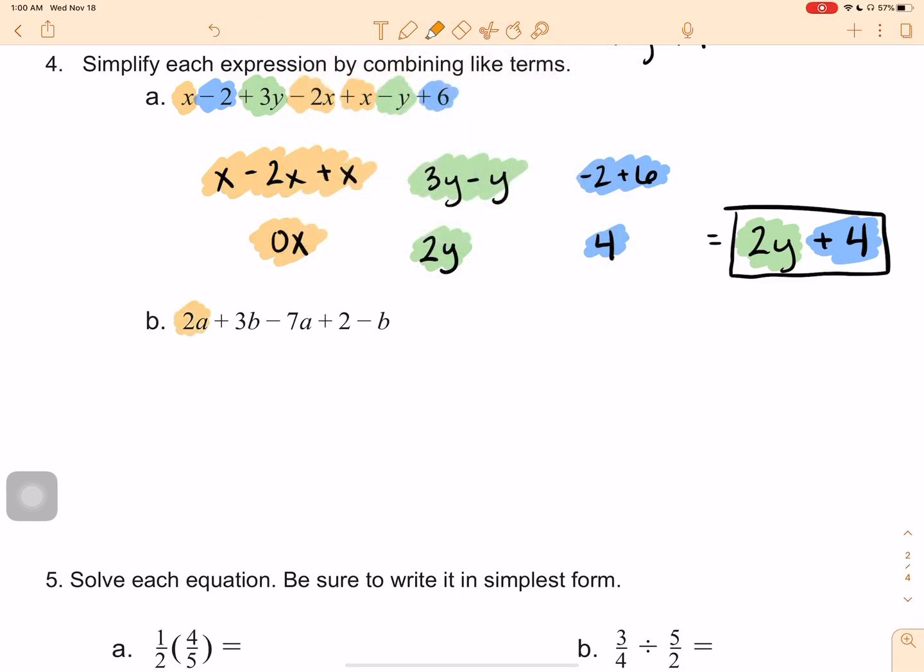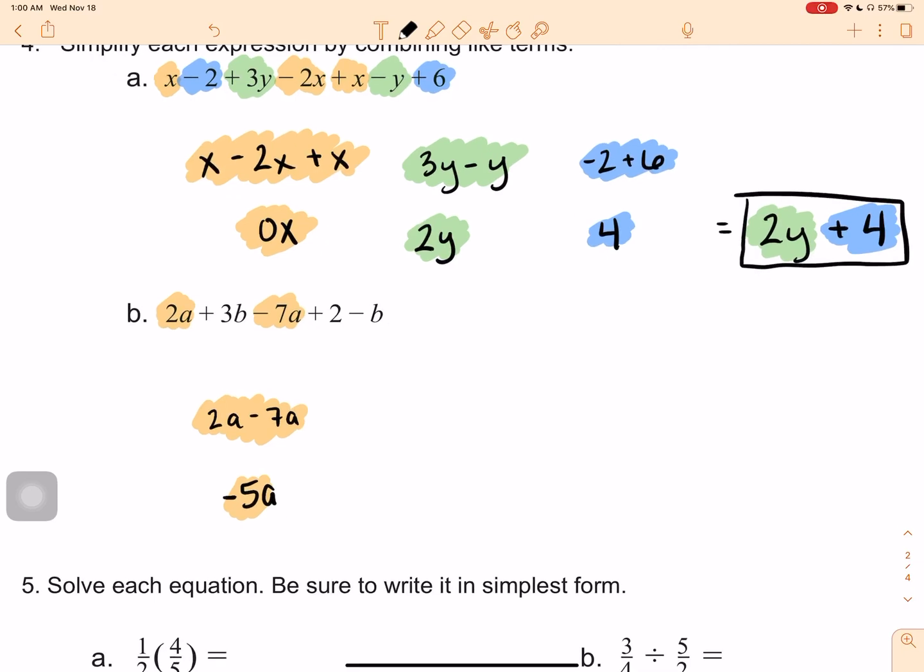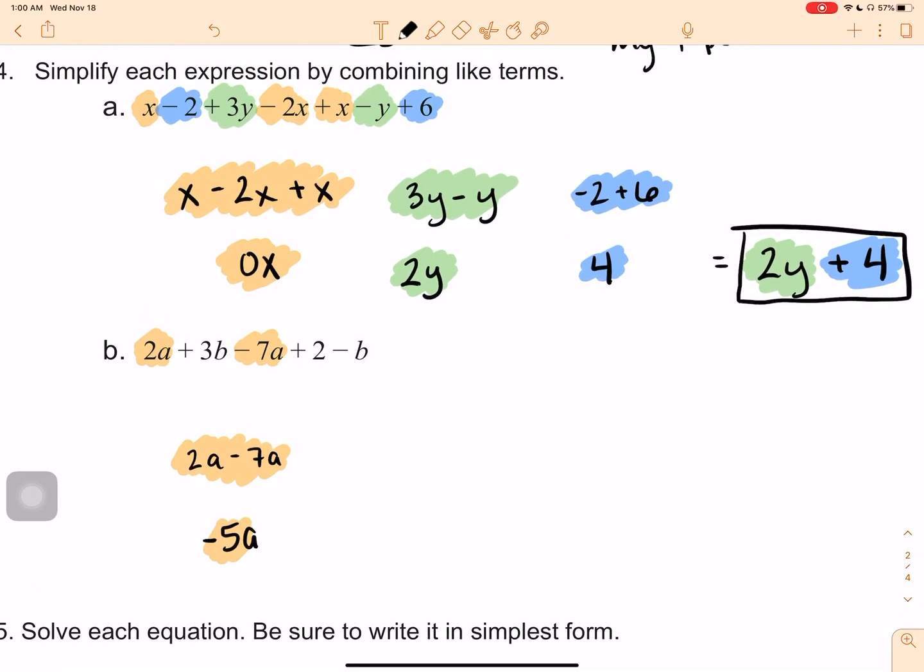Okay, so here I see I have 2a and negative 7a. Let me make that a little bit bigger here. So 2a minus 7a. 2 minus 7 is negative 5. So here I have negative 5a. Okay, and then I have 3b minus b. So go ahead and try to combine that on your own. 3b minus b should be 2b.